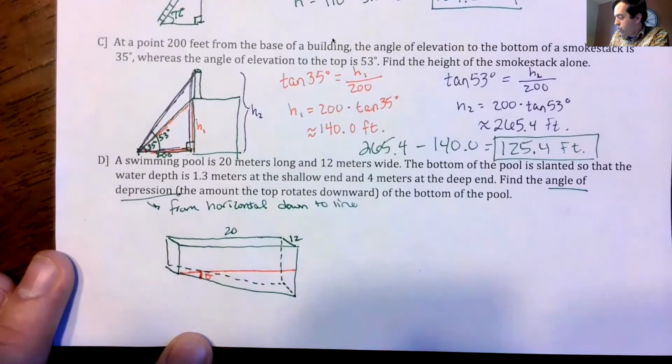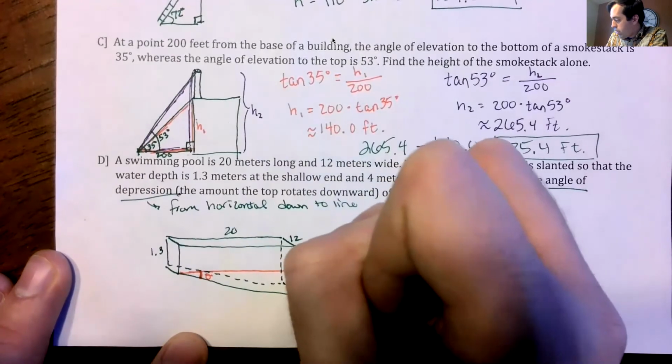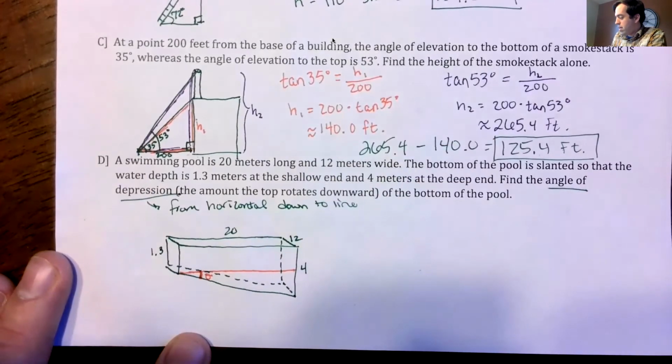The bottom of the pool is slanted so that the water depth is 1.3 meters at the shallow end and 4 meters at the deep end. Find the angle of depression.